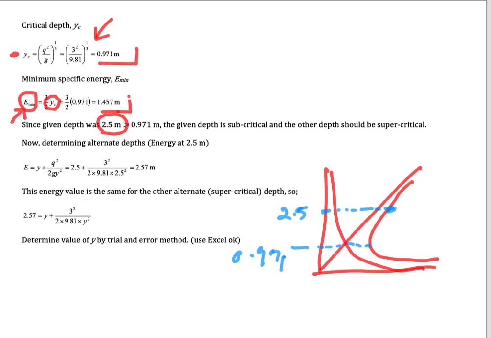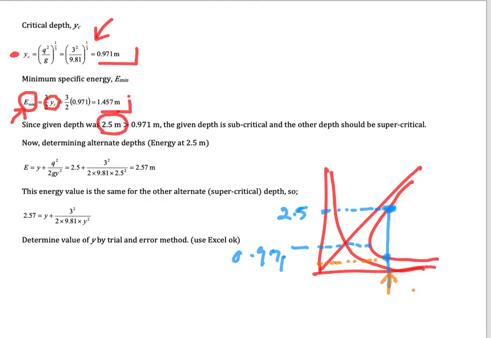Okay, so we have one. I hope you could imagine. Now we have 2.5 here, which means the point is here. Then we need to find the other point that occurs, another depth that gives the same amount of energy as this point.